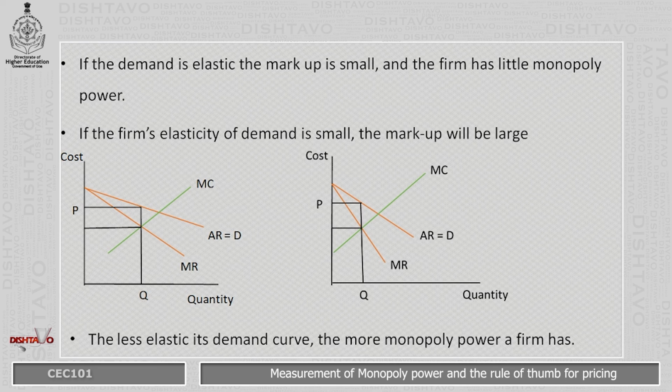When I say elastic demand, it simply means the response to changes in price is large. And when I say inelastic demand, it means the response to price changes is small. The demand won't be influenced much by changes in prices. So in this case, the monopoly's markup is large. The less elastic its demand curve, the more monopoly power a firm has in the market for its product.